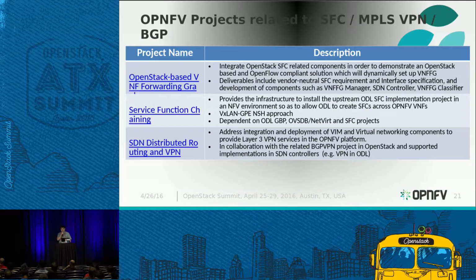And in OPNFV, we will primarily focus on integration. So we have the VNF forwarding graph, which provides the graph description and requirements so that it can be implemented in the OpenStack project. And we have a service function chaining project which integrates the backend components from ODL and the APIs from OpenStack, and the SDN VPN project also plays a similar role, but focuses on the L3 VPN part.